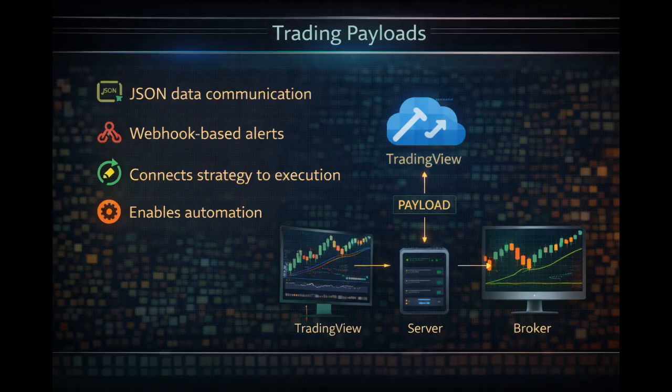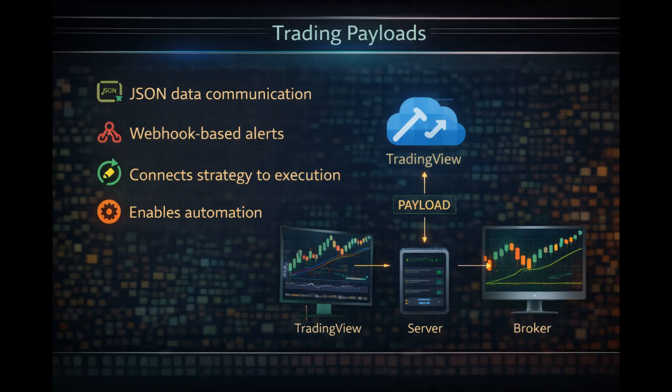Example: trading system architecture using payloads. A typical automated trading system using TradingView payloads follows this architecture. TradingView strategy, alert trigger, TradingView webhook, trading server API, algorithmic trading engine, exchange API, Binance or broker. In this architecture, TradingView generates signals. Webhooks send payload data. The trading server processes the signal. The trading engine executes trades on the exchange. This architecture is widely used in automated trading systems.